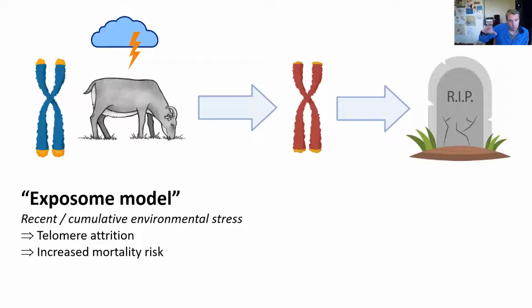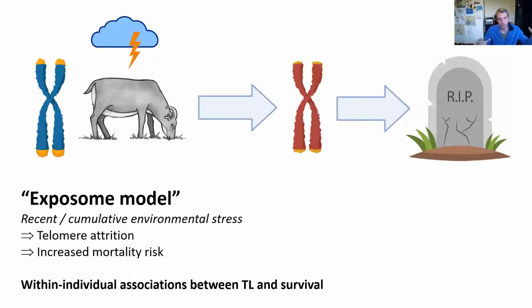The first of these two conceptual models of what's driving the relationship, as I'm going to try and present them to you, I don't know if you'll find this convincing, is what I'm calling the exposome model. So here we might imagine that recent or cumulative detrimental effects of the environment are being reflected in telomere attrition. So telomeres get shorter, and that's correlated with increased mortality risk. So basically here, telomere attrition is reflecting harsh, challenging environmental conditions. That's why it's predicting mortality.